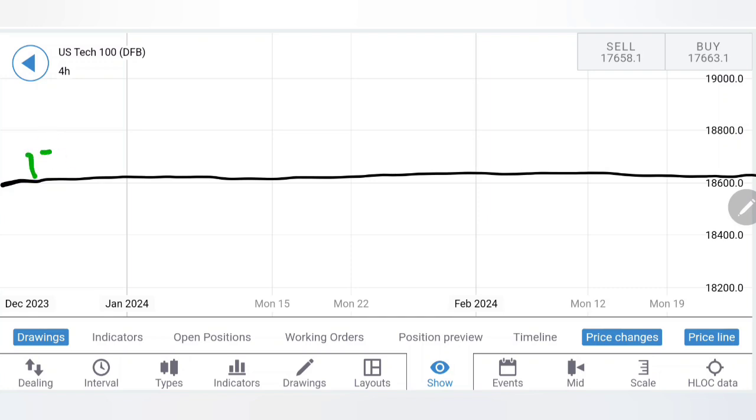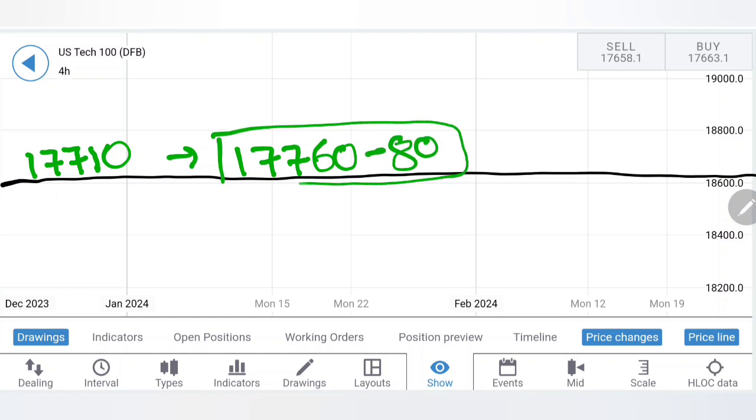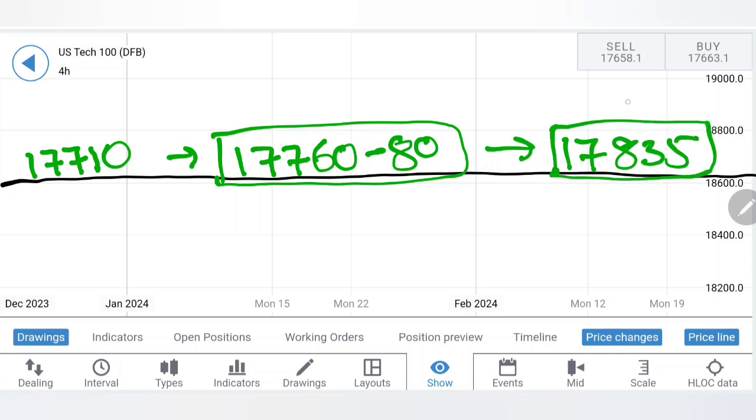I will only recommend you to buy now at 17,710 levels, but then the nearest resistance it is going to get is 17,760, 80 levels. This is the first resistance zone and a very strong one. And if it stays above this, we can look forward to 17,835, which is going to be the next milestone. And if it stays above this, then the bullishness may prevail. We can look forward to 17,900 levels.